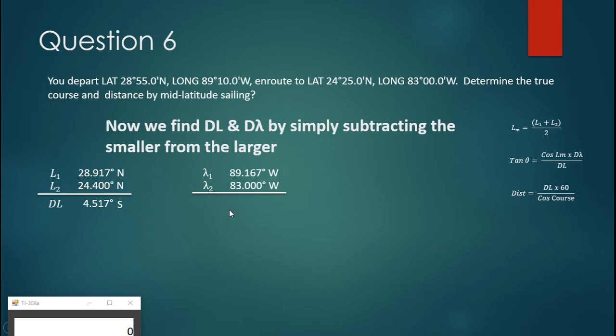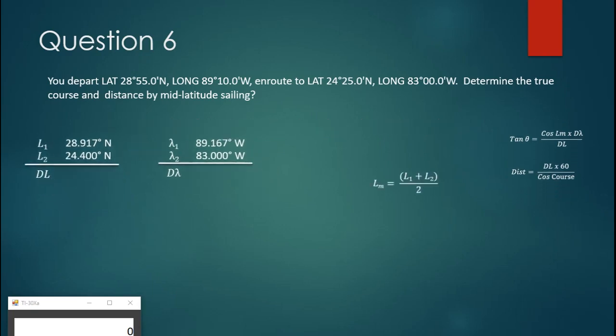But if you look, if you're in northern latitudes and you're going from 28 to 24, you know you're going south. Over here with our longitude, if we're in west longitude and we're going from 89 to 83, then we know that we're going east. So we're going east by 6.167 degrees. These labels are pretty important. We'll use them a little further along in the problem, but that's something that you have to be aware of there. And so now we have our DL and D lambda.